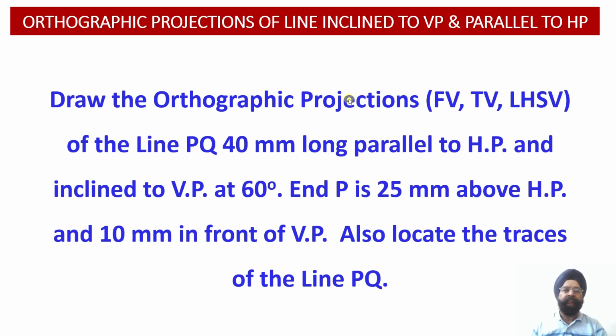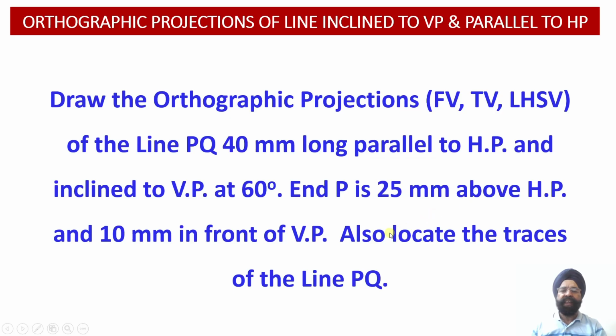onto the vertical plane. Here we have a straight line PQ measuring 40 millimeter, which is parallel to the horizontal plane and inclined to the vertical plane at an angle of inclination of 60 degree, and P of the line is 25 millimeter above the horizontal plane and 10 millimeter in front of the vertical plane. Here we are required to obtain the orthographic projections of the line, that is front view, top view and left hand side view projections of this line PQ.